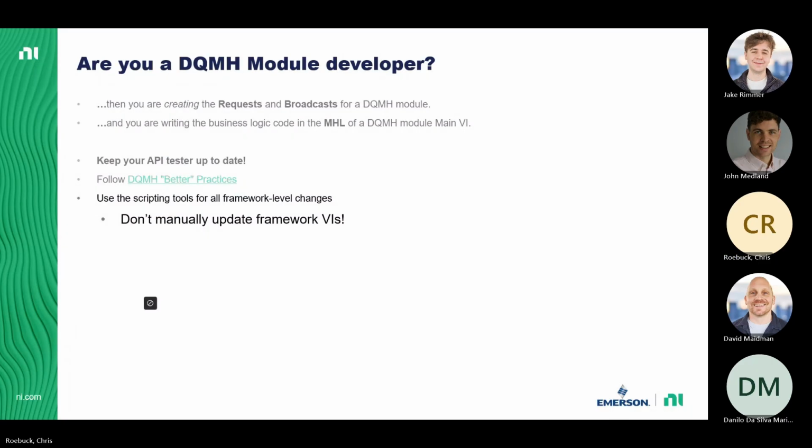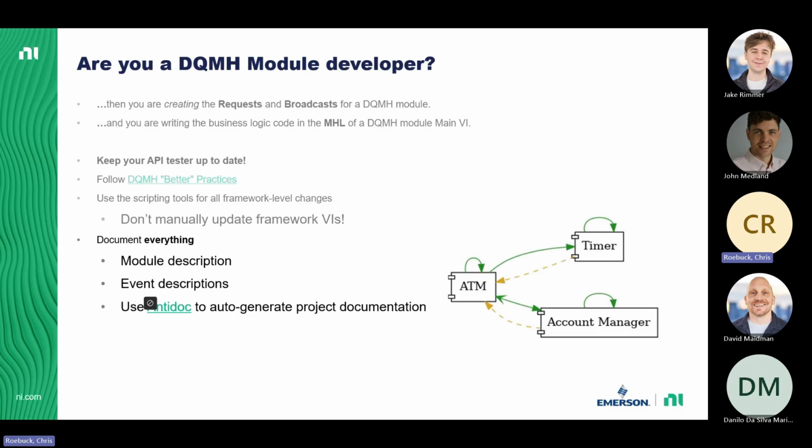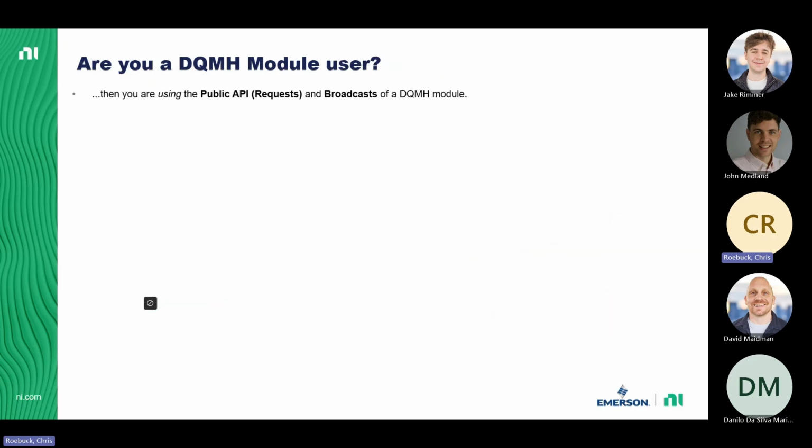Definitely use the scripting tools. So to create 3 events, or 3 is 2 requests and 1 broadcast, I use the scripting tools to do all of that. Don't manually try to build the functionality. Use the scripting tools for creating those messages, and document as much as you possibly can. So the module description, the event description, document. You'll thank yourself for it in 5 years' time when you come to reuse this DQMH module.